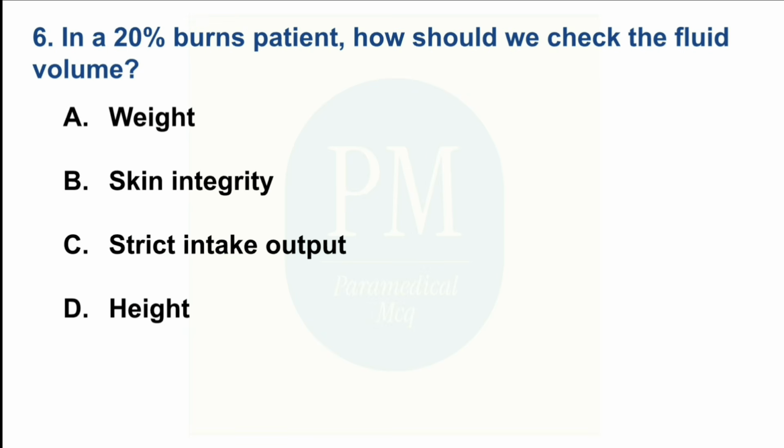In a 20% burns patient, how should we check the fluid volume? Option A, weight. Option B, skin integrity. Option C, strict intake output. Option D, height. The correct option is option C, strict intake output.